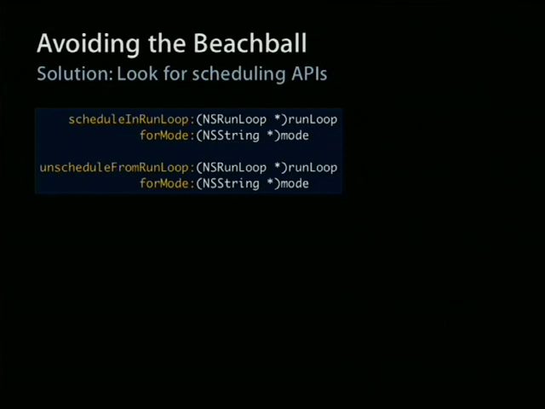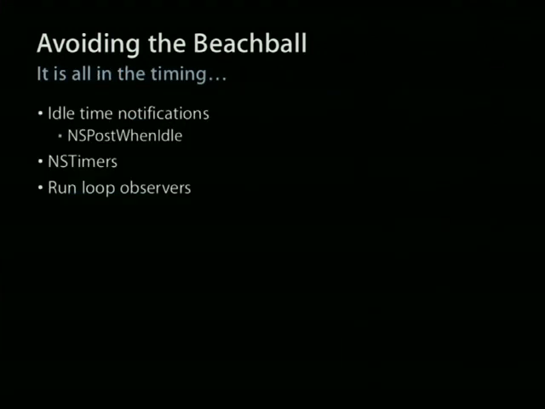You can find most of the APIs that do this by looking for the scheduling APIs, things like scheduleInRunLoop:forMode: or removeFromRunLoop:forMode:. This allows you to put these things onto a run loop in a mode where, if you need to, you can spin the run loop in a private mode to get some of your work done and then release it to allow the event loop to come around, or you can just schedule it in the default modes and let the kit handle it. But scheduling APIs allow you to participate in the run loop, and that's a really key idea to not getting the beach ball to come up.